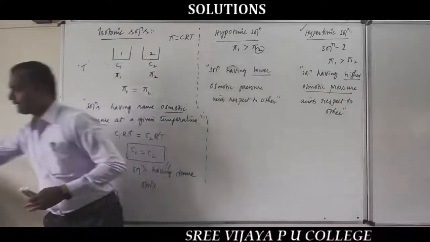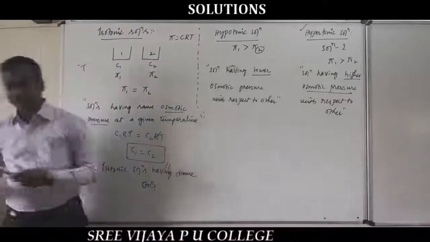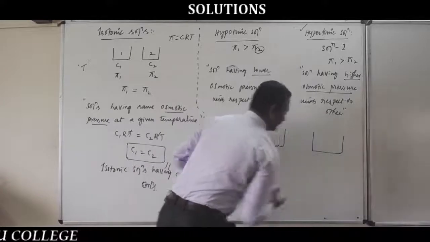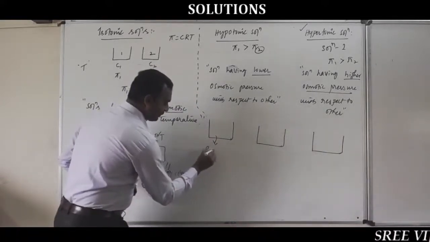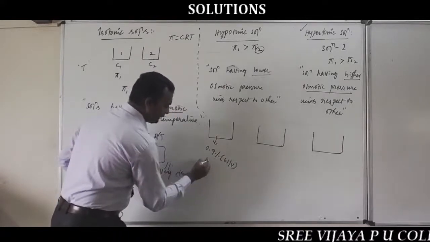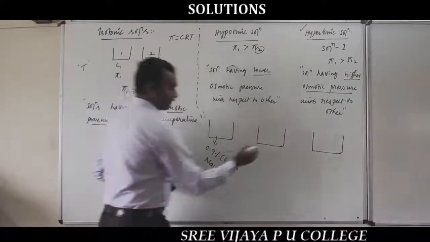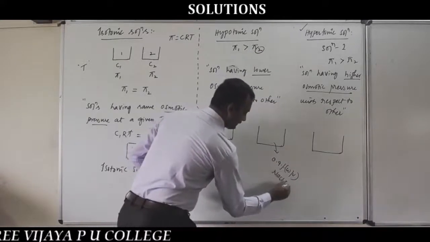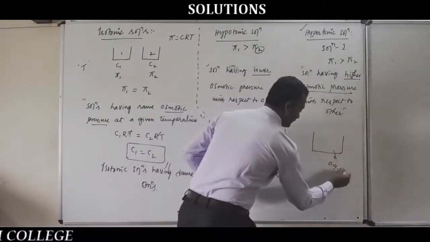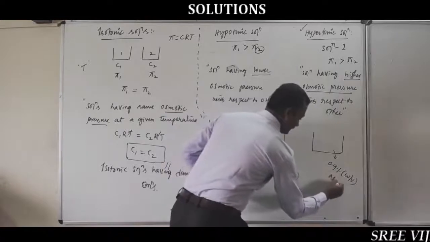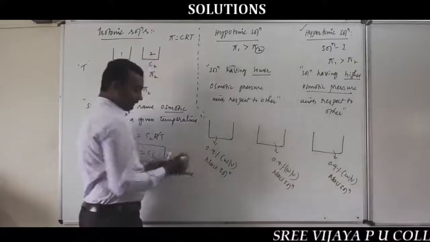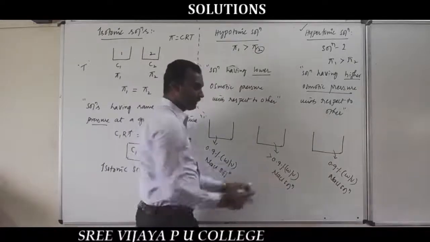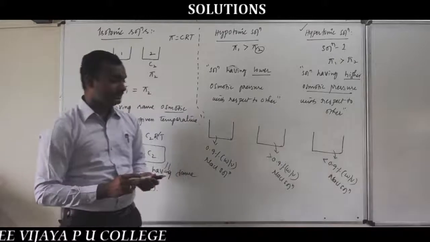That can be explained by taking a simple example. So let me take 3 beakers. Here in the first beaker I am going to take 0.9% W by V NaCl solution. Here also I am going to take 0.9% W by V, mass by volume percentage, NaCl solution. So this one has 0.9% W by V NaCl solution. In another beaker I am going to take greater than 0.9% W by V NaCl solution, and in one more beaker, less than 0.9% W by V NaCl solution.